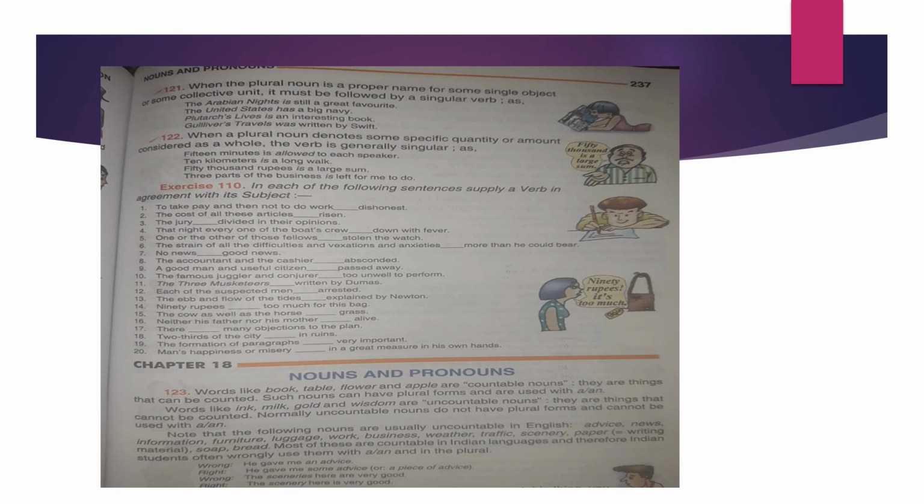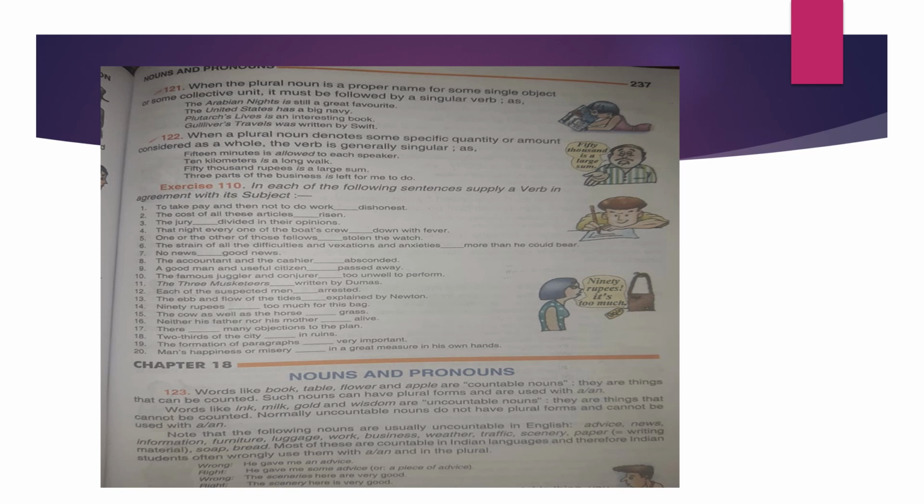In the next example, you can see in point 121. Over here, you can see that when the plural noun is a proper name for some single object or some collective noun, a unit, it must be followed by a singular verb. So they are emphasizing that whenever the plural noun is a proper name for some single object, or some collective noun, it must be followed by a singular verb. See, "The Arabian Nights". What is it? It's a collective or plural noun over here. So "is" is used, which is a singular verb.